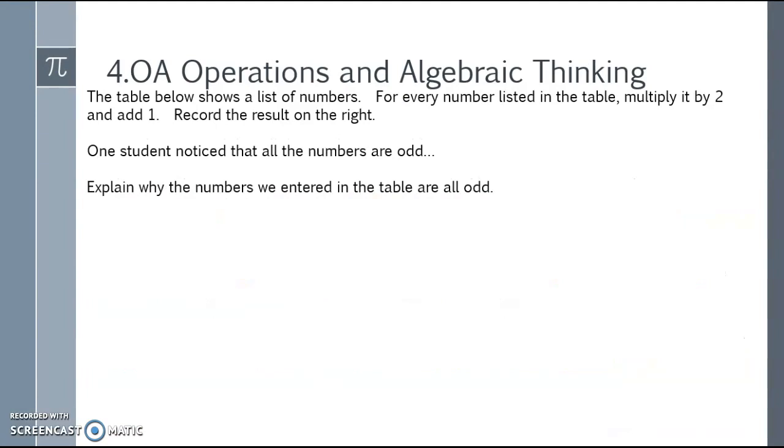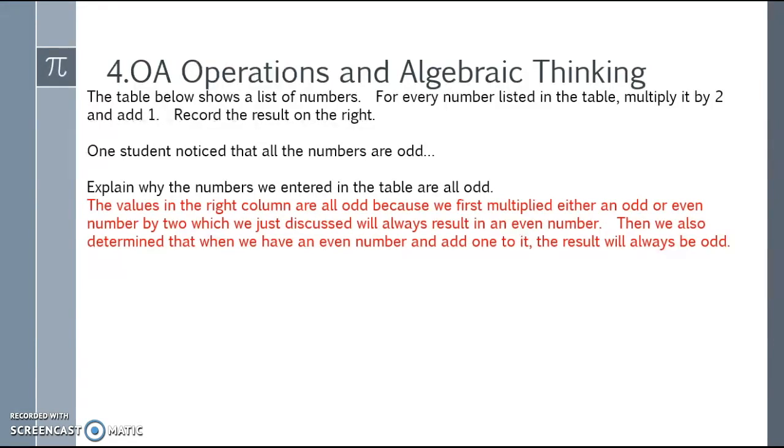So going back to our original part, explain why all the numbers we entered in the table were odd. Well, we can use some of the understanding that we had from the previous questions to conclude that the values in the right column are all odd because we first multiplied either an odd or an even number by 2, and we just discussed that no matter if we start with an odd or an even, when we multiply by 2, the result is always an even number. But then we're adding 1, and we decided that an even number added 1 to it will always be odd. We further can write the generic form of that pattern.